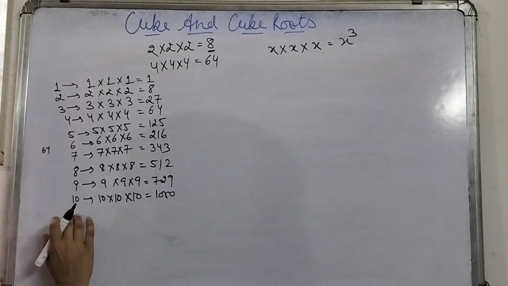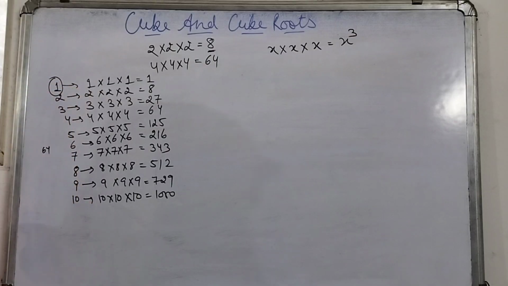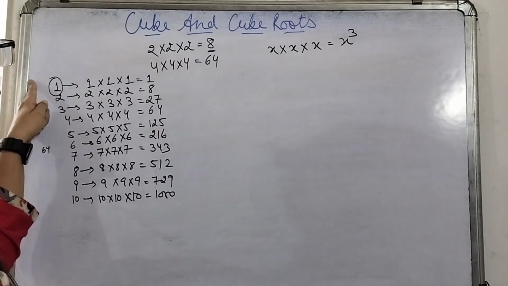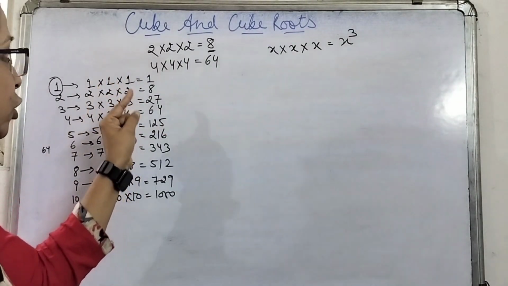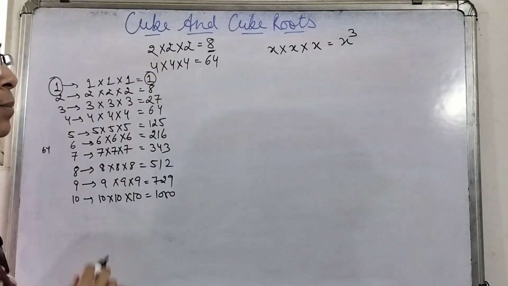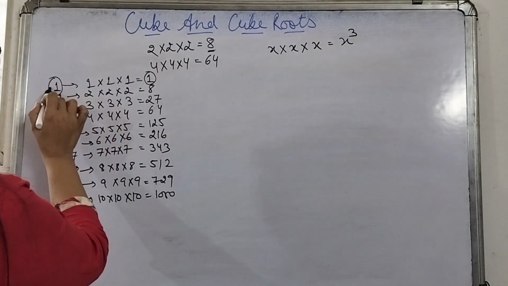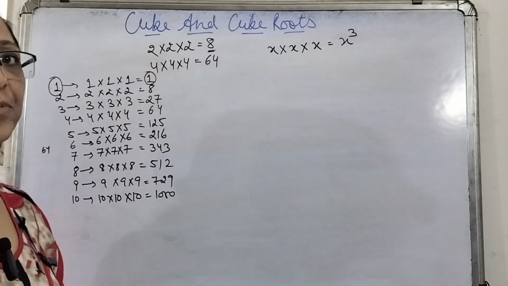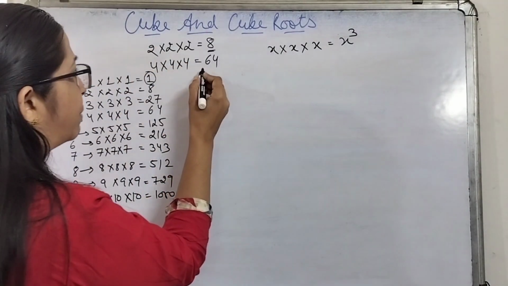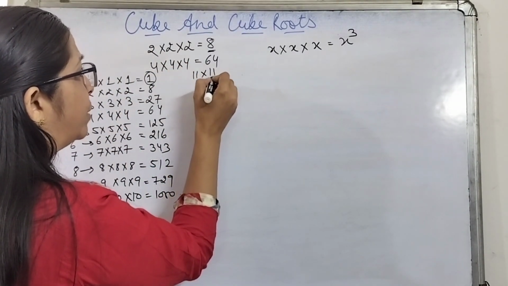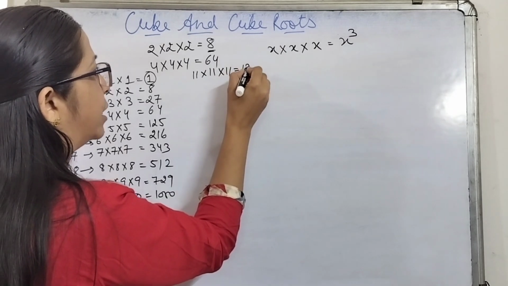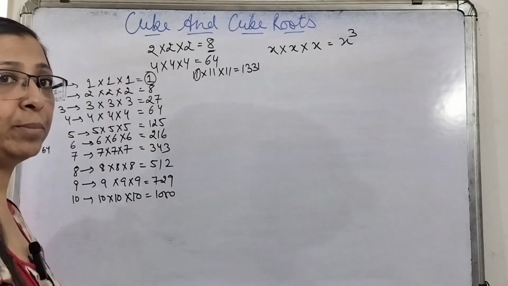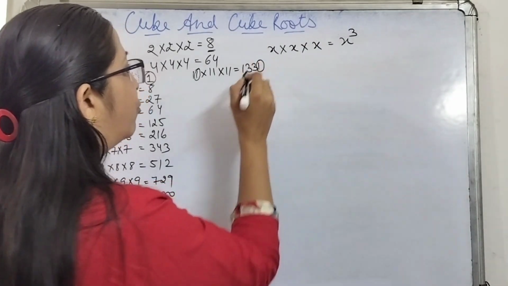Now from here we can see that if a number has 1 at its ones place, then the cube will end with 1. That is, in the cube you will have 1 at the unit place. If the number has 1 at the unit place, then the cube will also have 1 at its unit place. Suppose I take the example of 11. So 11 cube will be 11 into 11 into 11, that is 1331. So if the number has 1 at the unit place, then the cube will also have 1 at its unit place.